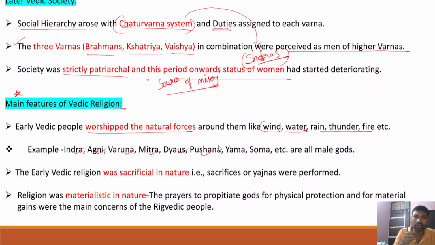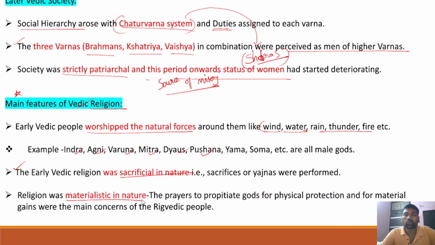Okay, so these are the male gods, and along with the male gods, the female goddesses were also prominent during the Vedic age. Now, the early Vedic religion was sacrificial in nature. Yajnas and sacrifices used to take place during the early Vedic religion. Religion was usually materialistic in nature.